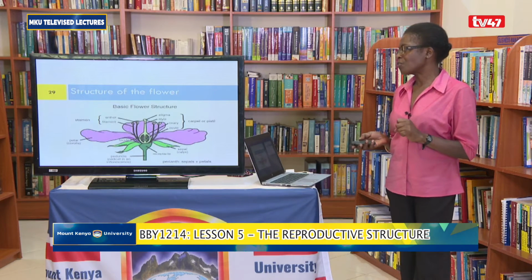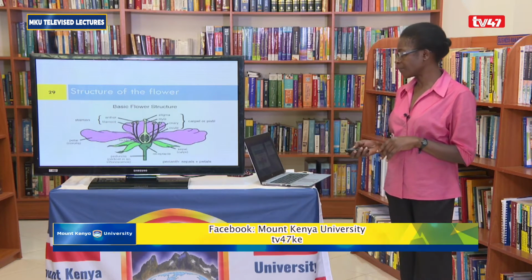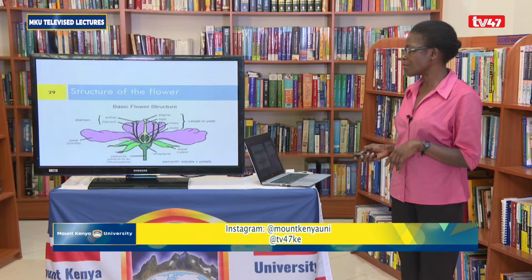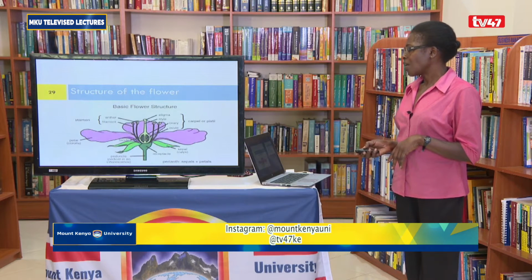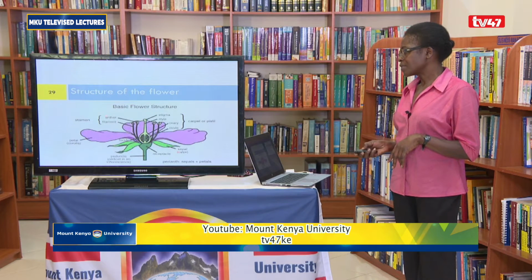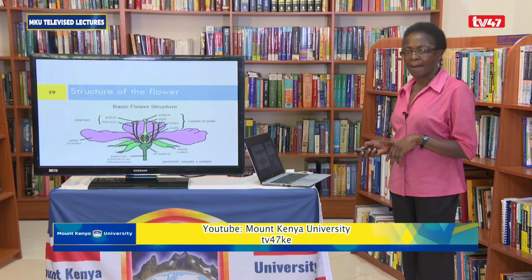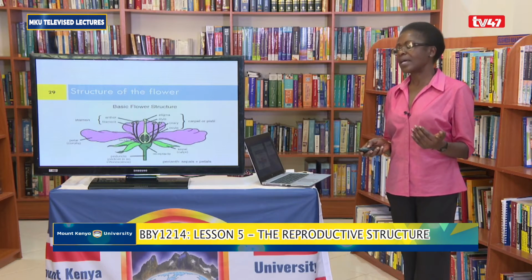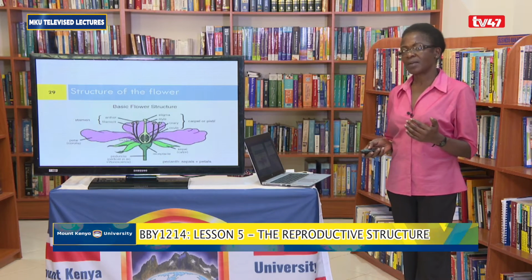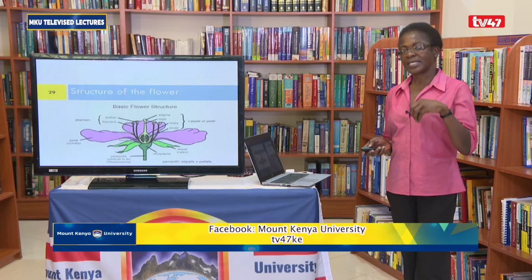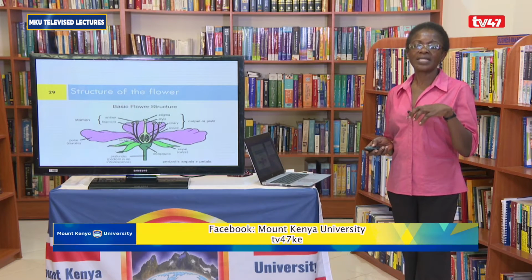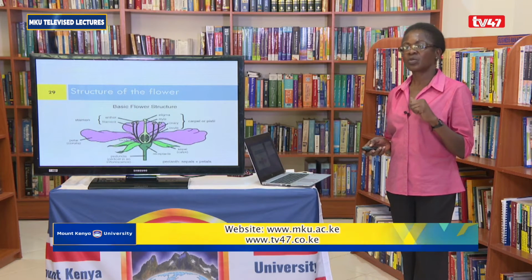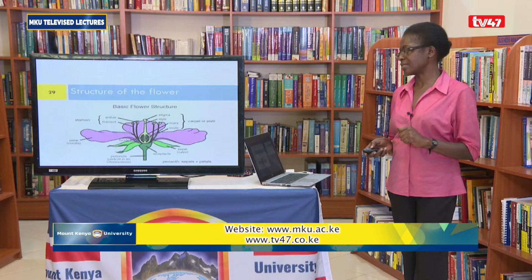And the 4 sets of modified leaves associated with the flower, we have the sepals, that is the outermost set of leaves. Now, the sepals tend to be green in color. They are small in size, and they play a role. And the role of the sepals is that they protect the flower when it is still a bud. And because of their green coloring, they also play a role in photosynthesis.